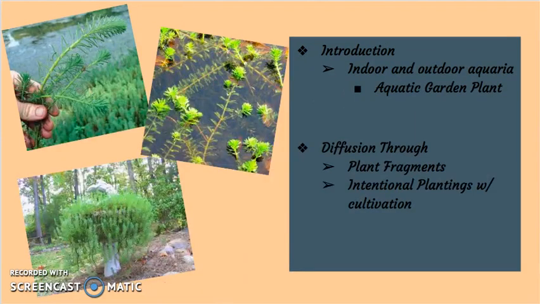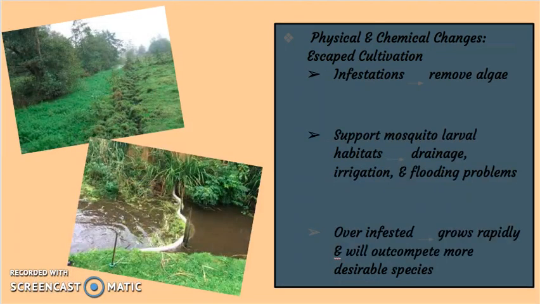Moreover, it has been introduced globally for its use in indoor and outdoor aquaria and is a known aquatic garden plant. Yet it has begun to spread through plant fragments in intentional plantings, and it has escaped cultivation since then. Since it has escaped cultivation, it is capable of dramatically changing the physical and chemical characteristics of many lakes and streams. Infestations can potentially alter the ecosystems by removing the algae in the water columns, which are the basis of the aquatic food web.